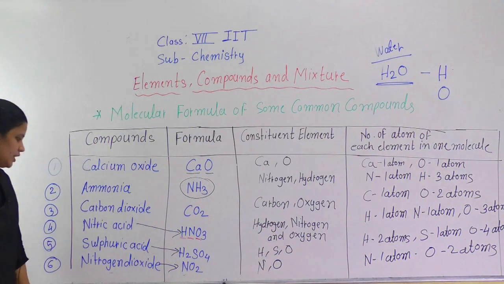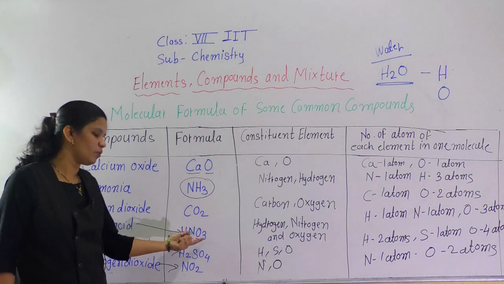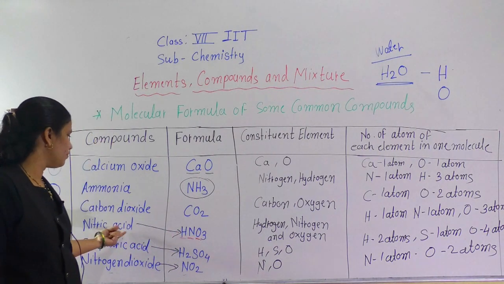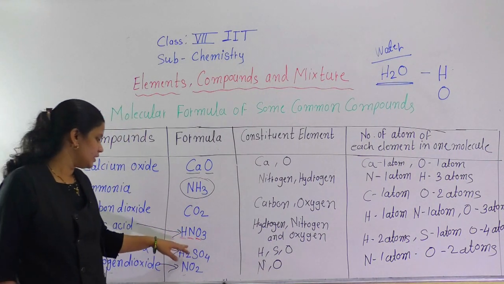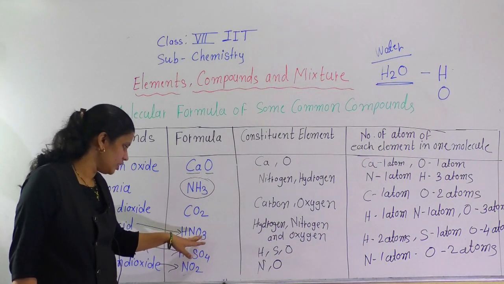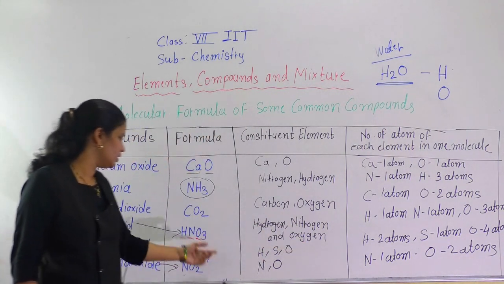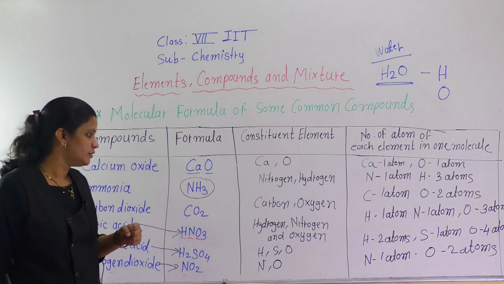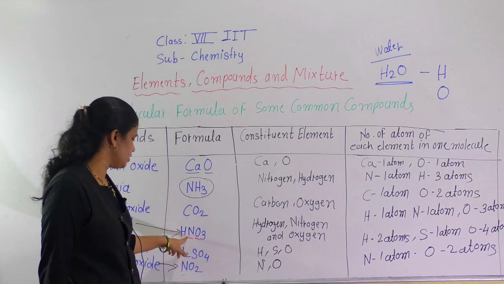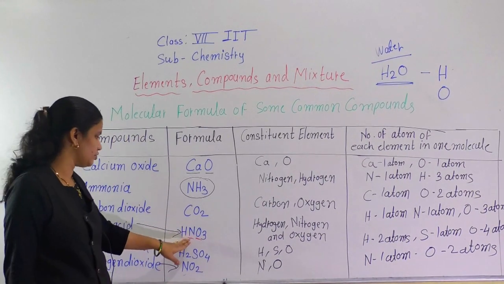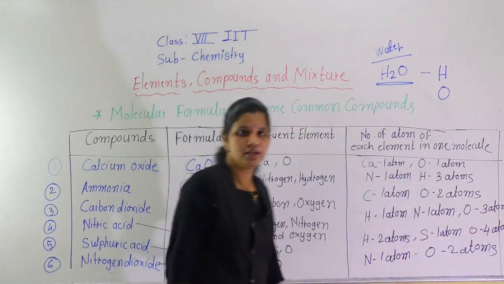Now see next, nitric acid. The formula of nitric acid is HNO3. In this compound three elements are present: hydrogen, nitrogen and oxygen. Now see how many atoms of each element. Hydrogen, no number is given, so hydrogen one atom, nitrogen one atom and oxygen three atoms.